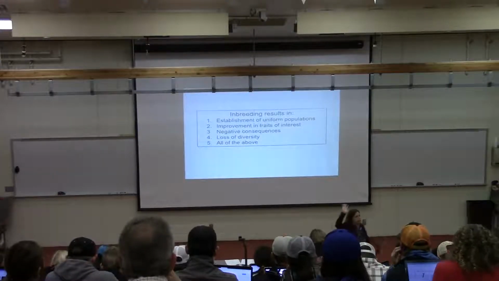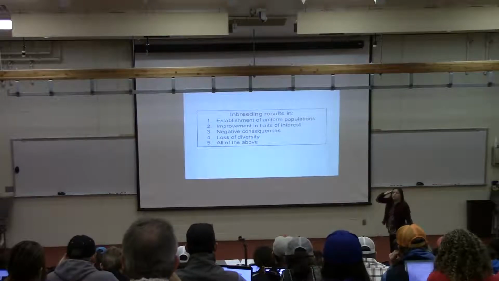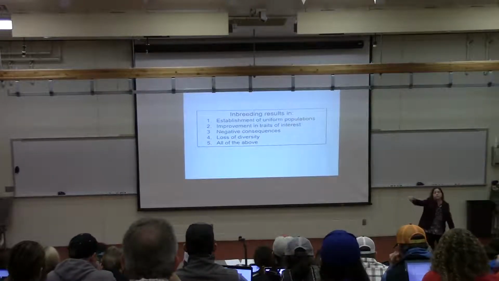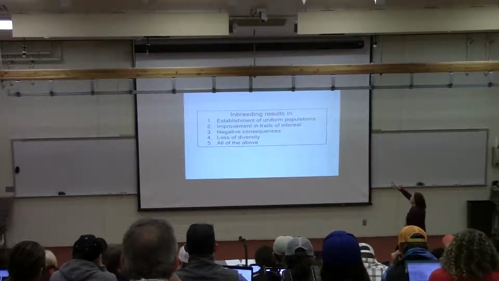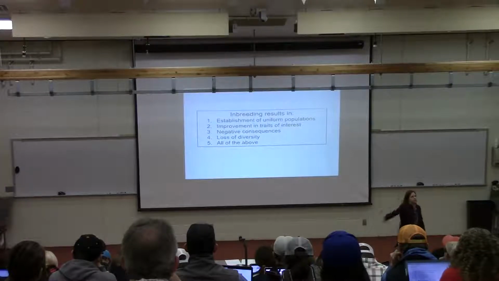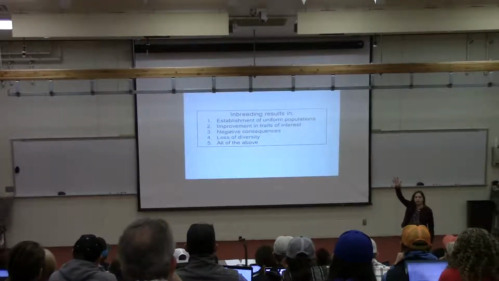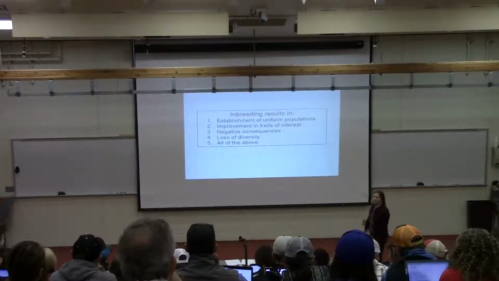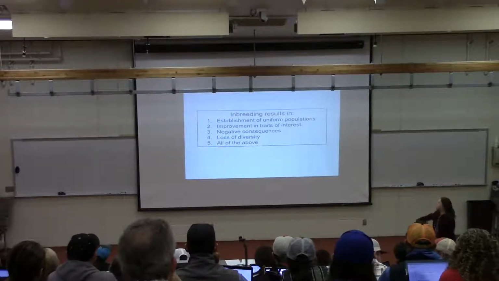Okay, so no clickers. We're going to do the old-fashioned way with hands. So I want everybody to vote. I want everybody to vote tomorrow too as well, right? So this is practice. Inbreeding results in 1, establishment of uniform populations. Who thinks that might be true? I had an enthusiastic voter who changed their mind in the back. Not very many people? Okay, we'll talk about all of these.